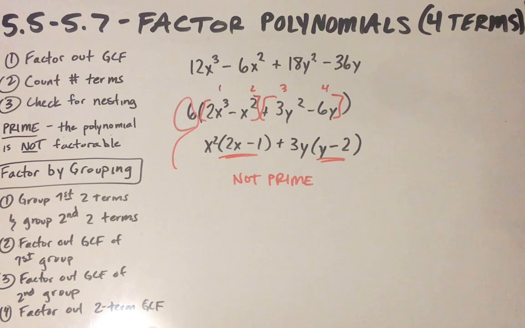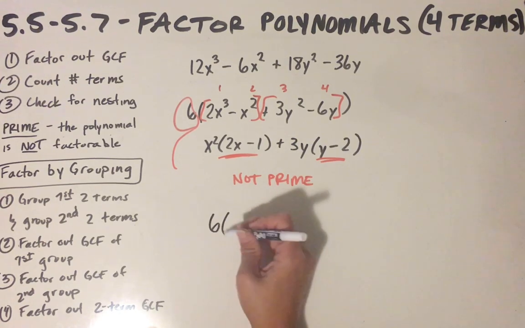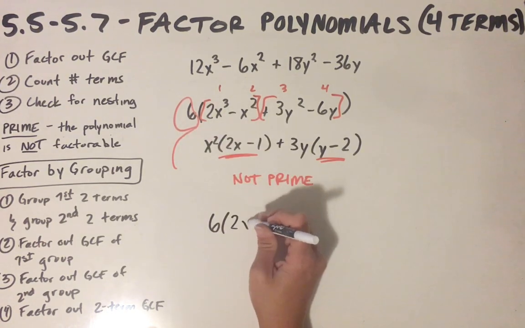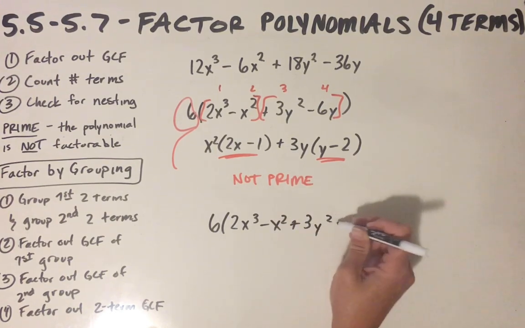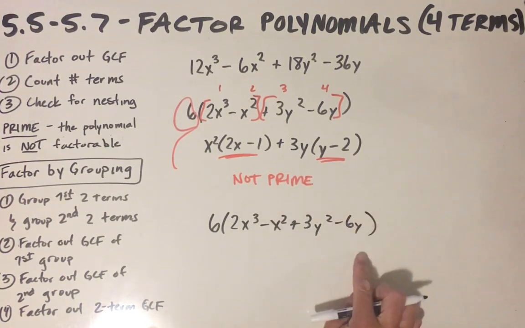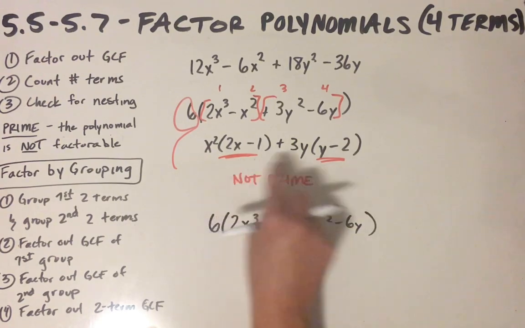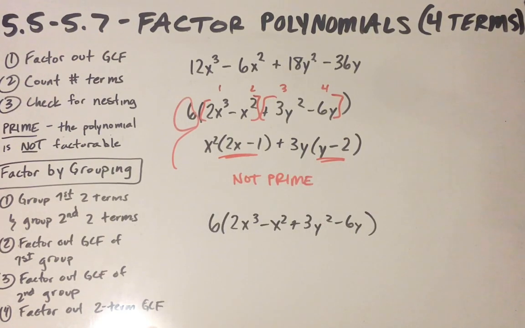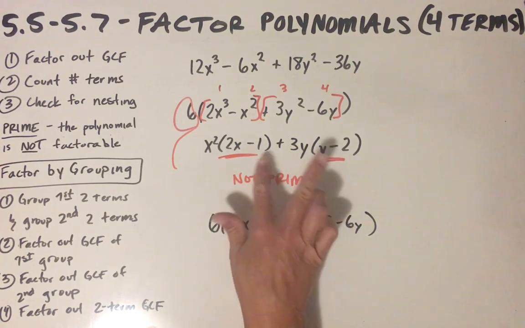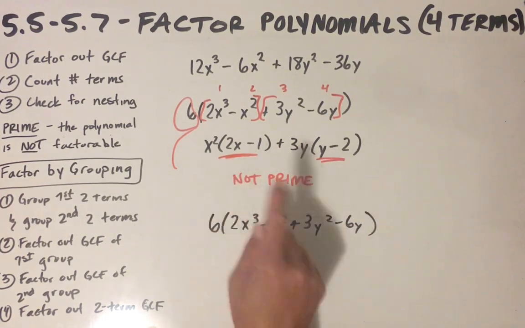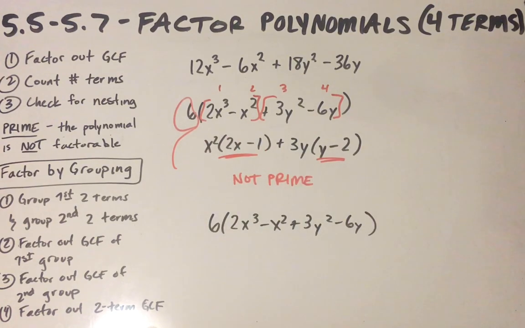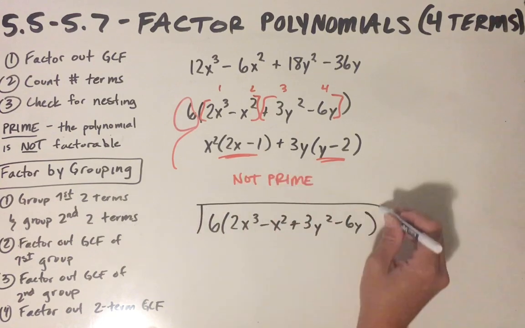So what would the answer be? Well, the answer would just be this 6 times the 2x cubed minus x squared plus the 3y squared minus 6y. And this is factored completely. It can't be factored any further because these don't match, so can't factor by grouping. And I can't rearrange them to make them match. Like this has an x and this has a y. You know, shuffling these terms around wouldn't change that. So this is factored completely, and here's how you would answer that.